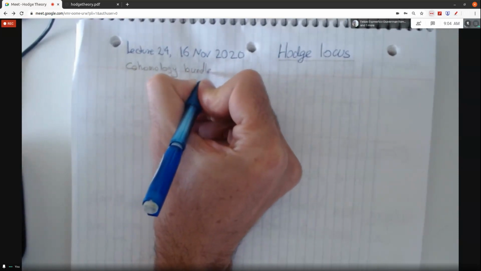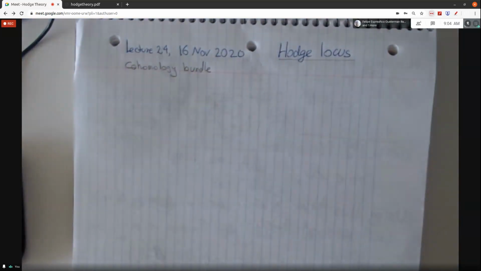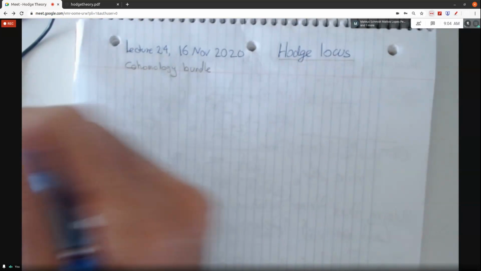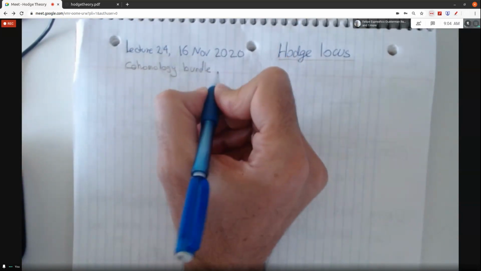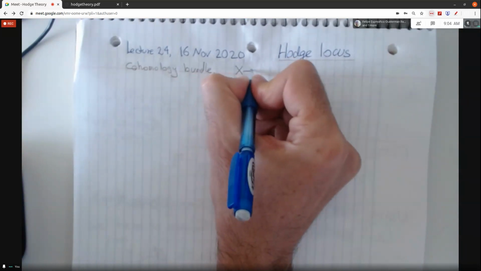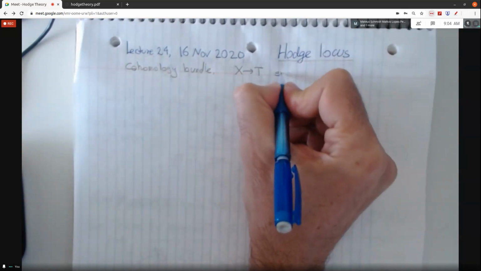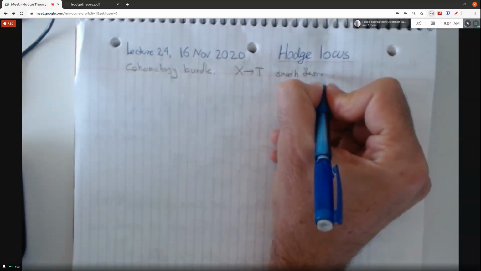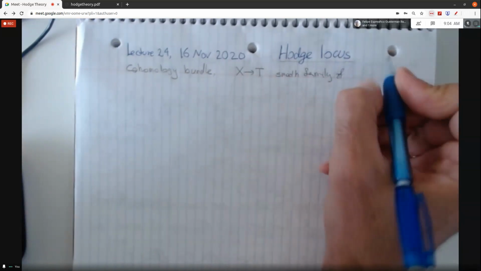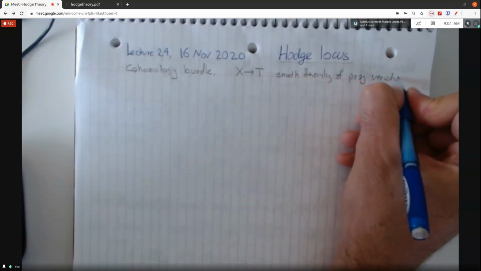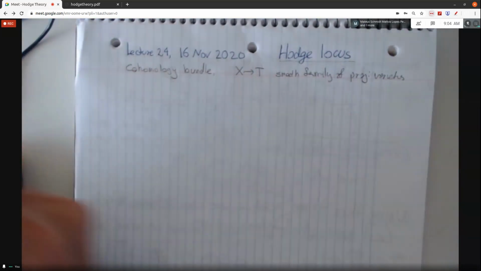So I will introduce the Hodge locus in a more general context, but then I will go to Fermat and hypersurfaces, which is a special case. So let X_t be a smooth family of projective varieties.